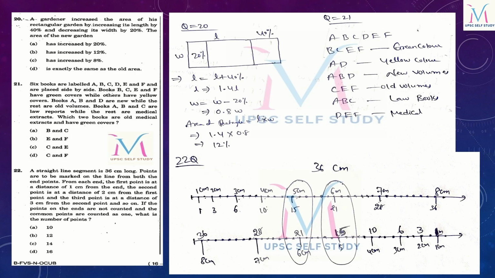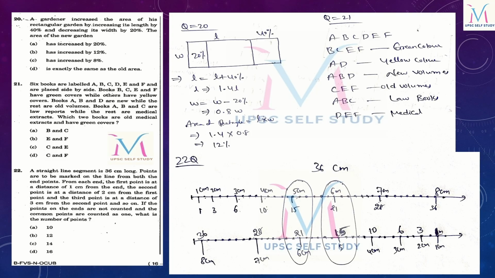And now coming to the end points. End points should not be counted, but the end points also will be overlapping on each other. The first line segment's first centimeter and the second line segment's 36 centimeters will be overlapping on each other, and at this end, the first line segment's 36 centimeters and the second line segment's 1 centimeter also will be overlapping on each other. They also become common points. So end points should not be counted, but the common point should be counted as 1.